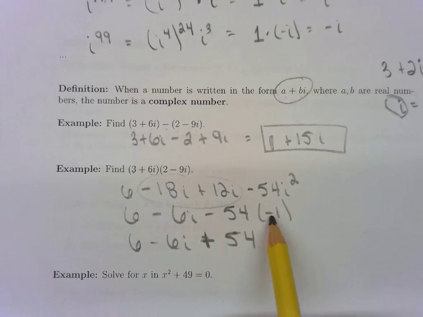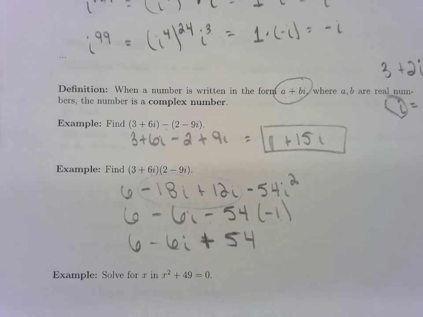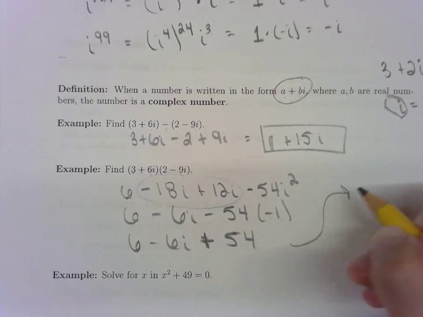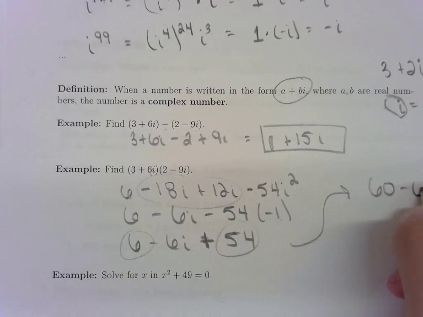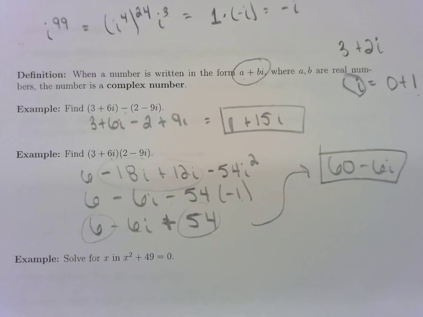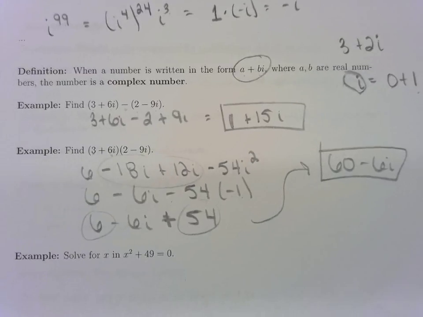So we have 54 times negative 1, and then this is a negative, so it would be plus. So the solution here would be, these combine, these like terms, 60 minus 6i. So that's the complex number when multiplying together. There will probably be one like that on the SAT. There are a lot of examples. I believe it's in problem set 7 for these, so make sure you go over those examples.